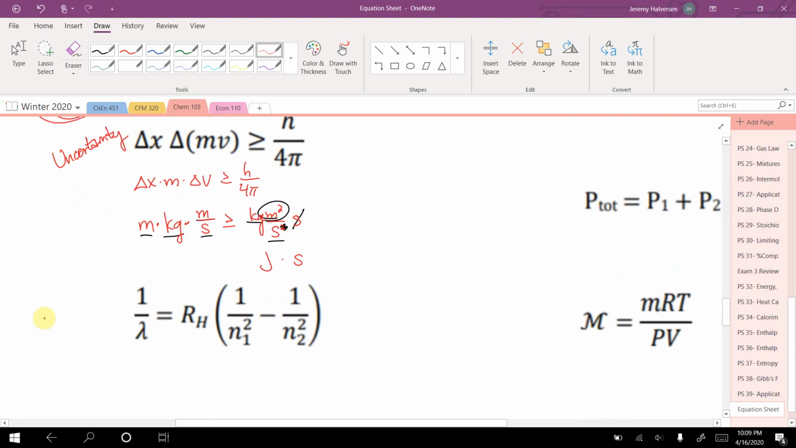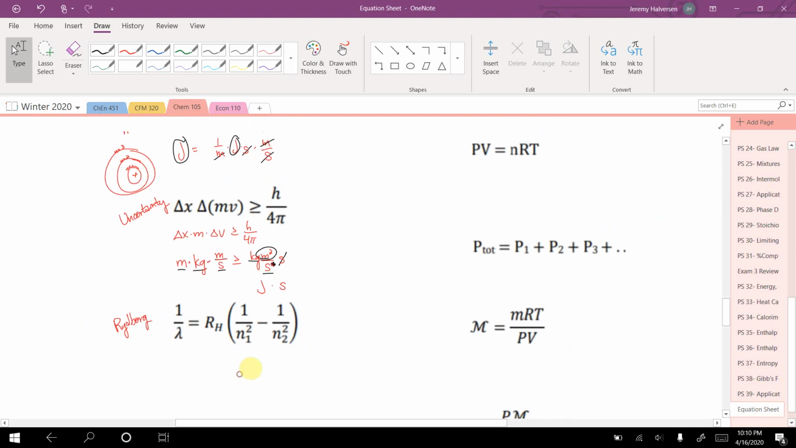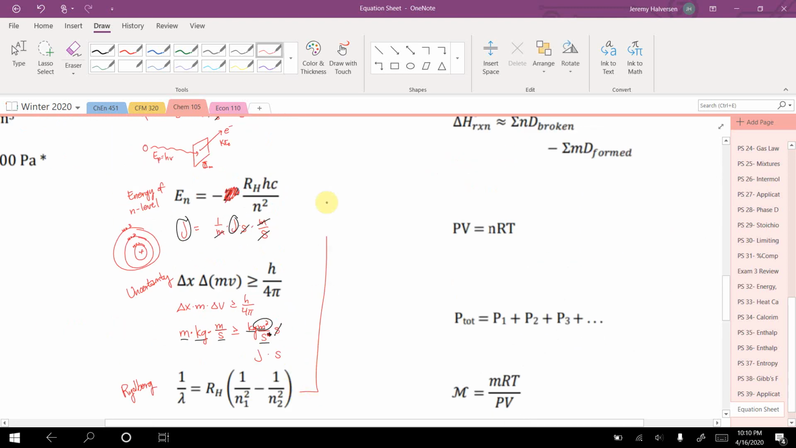Okay, this is the Rydberg equation. Really, I think that this should be written after this one, because basically this is the energy of an n level. If I were to want to find the difference in energy between two n levels, I would find the energy of one n level and subtract the energy of the other. And that's what this equation is doing. It's just doing that, and then it's solving for wavelength instead of energy.